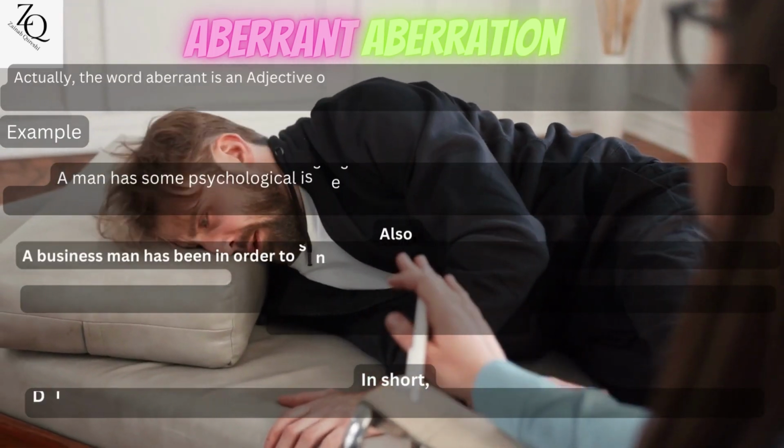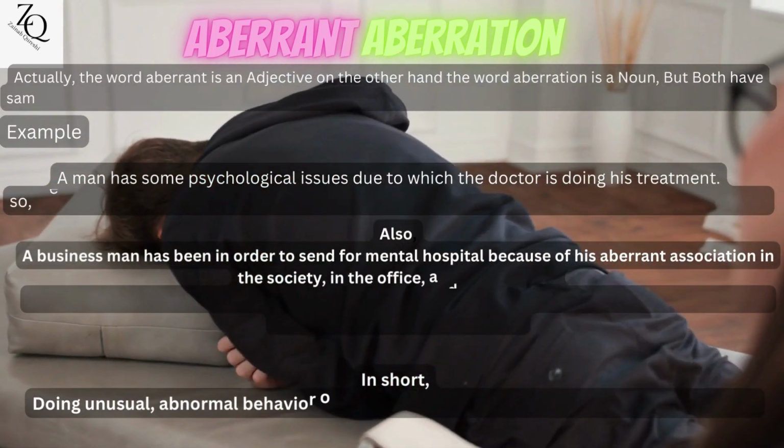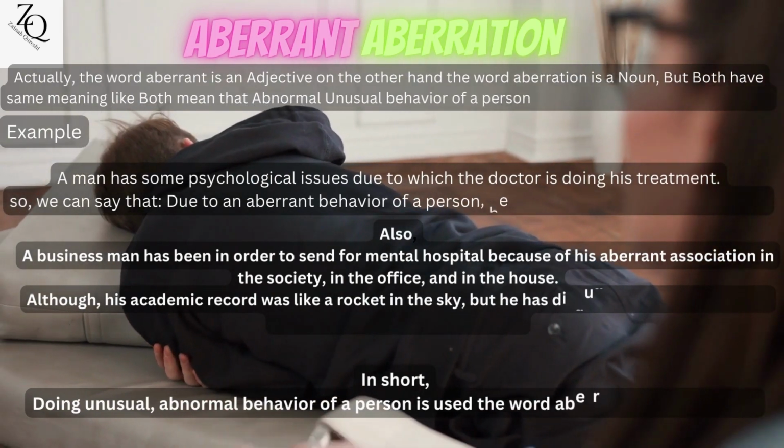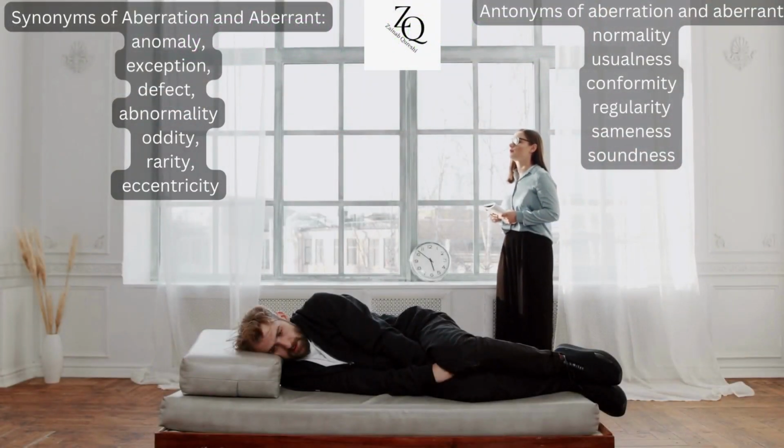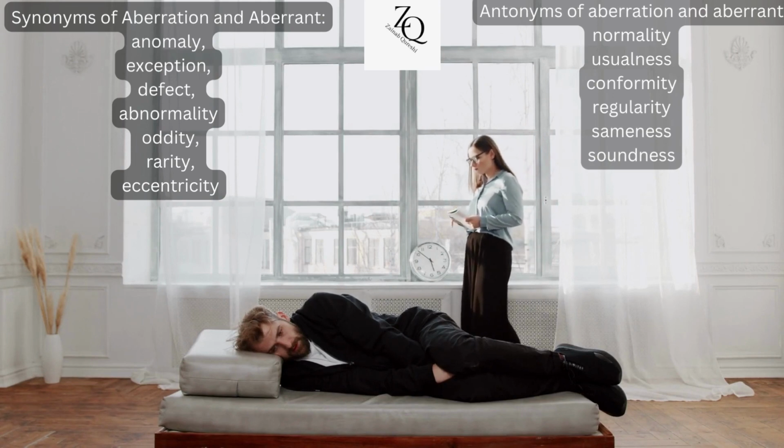Aberrant or aberration. Actually, the word aberrant is an adjective. On the other hand, the word aberration is a noun, but both have the same meaning. Both mean abnormal, unusual behavior of a person who is not accepted in society.